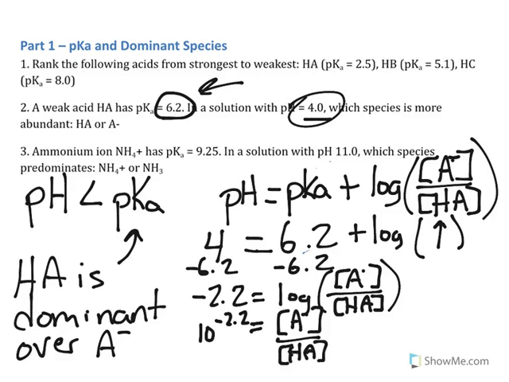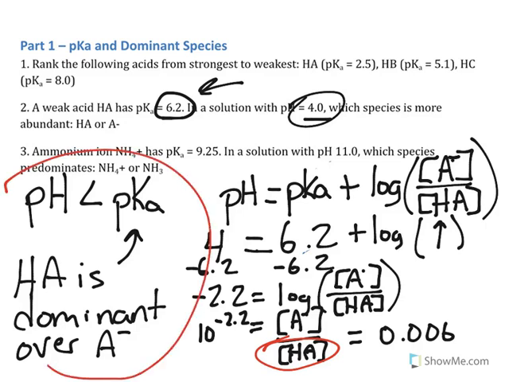Well, when I plug 10 to the negative 2.2 in, I end up finding that this ratio here is 0.006, which is significantly less than 1. And if I think about what that means in terms of a fraction, to have a fraction that's significantly less than 1, the denominator must be quite a bit larger than the numerator. And in this case, the denominator is the weak acid. So I can mathematically prove that the weak acid is in a higher concentration than the conjugate base under these conditions, which really just comes back to this idea right here. If the pH is too low, that means the acidic component is in the majority, or it's dominating.